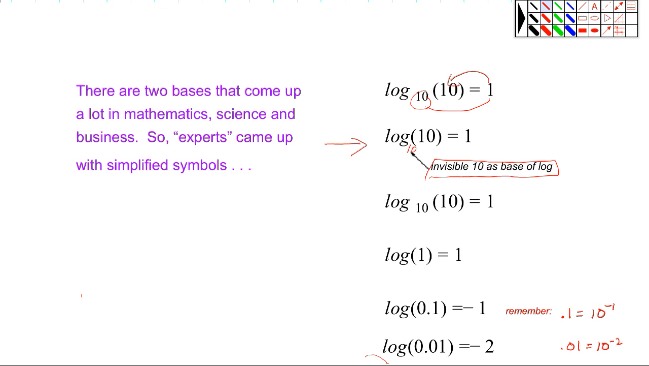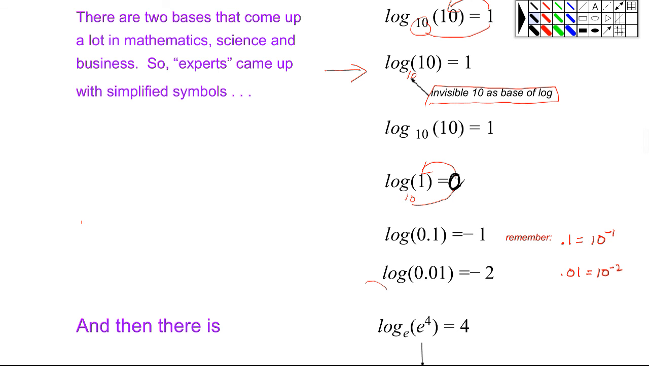So log of 1 means what number do you raise 10 to in order to get 1? And I made a mistake here. This answer should not be 1. It should be 0. 10 to the power of 0 will give you 1.